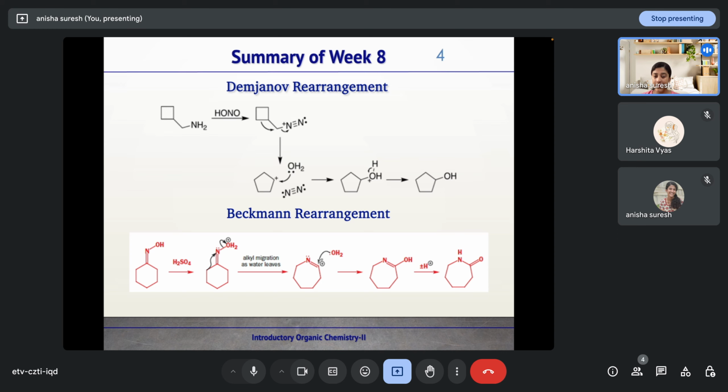Then the water can attack on this carbocation, leading to the formation of this compound. Upon tautomerization, it will lead to the formation of the cyclic amide. So this is the mechanism for the Beckmann rearrangement. The rearrangement is taking place at this position.